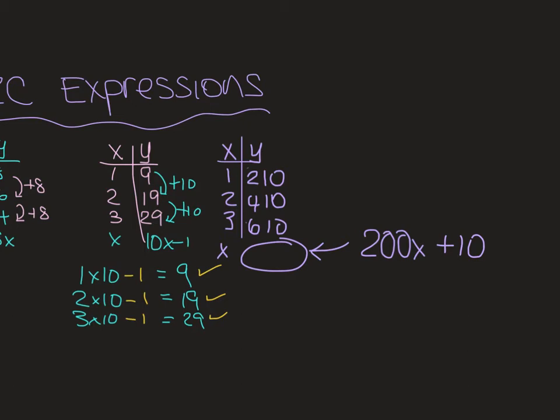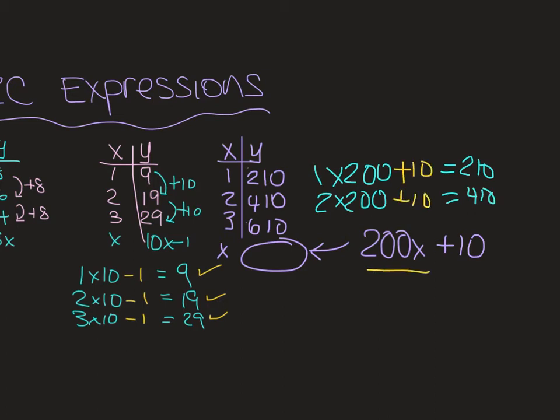Did you type in 200x plus 10? 1 times 200 is 200. How do I get up to 210? 2 times 200 is 400. How do I get up to 410? Every time I'm adding 10 more. So I'm multiplying by 200, then I'm adding 10.